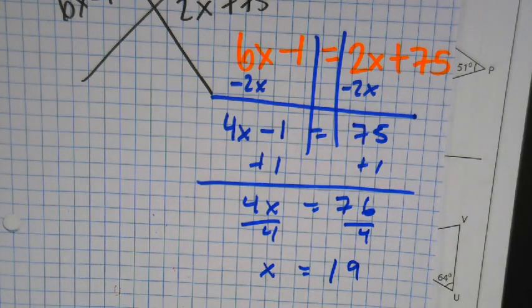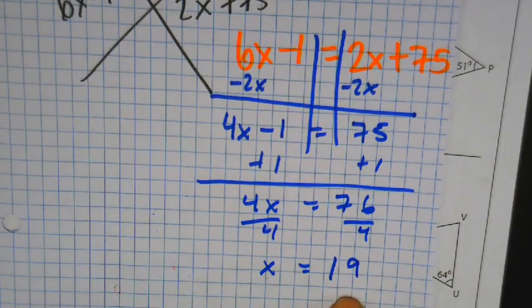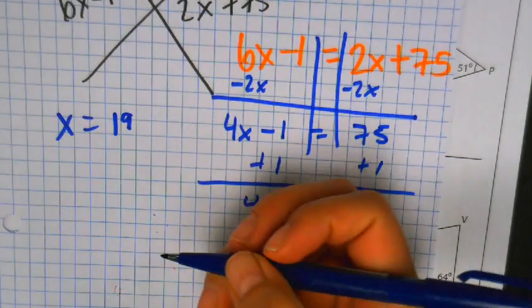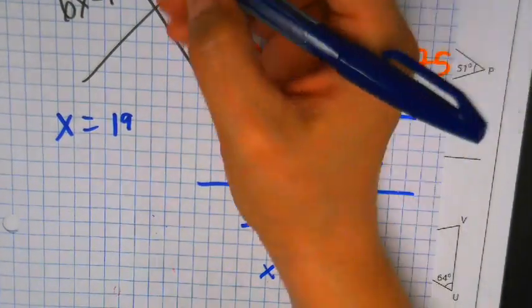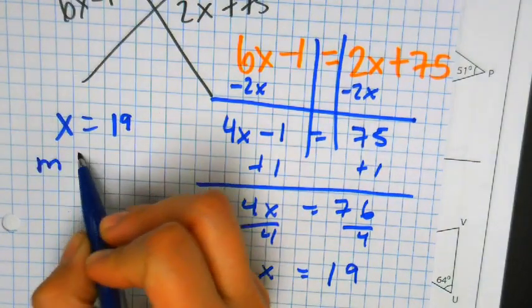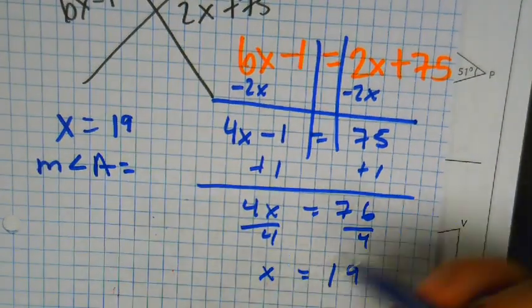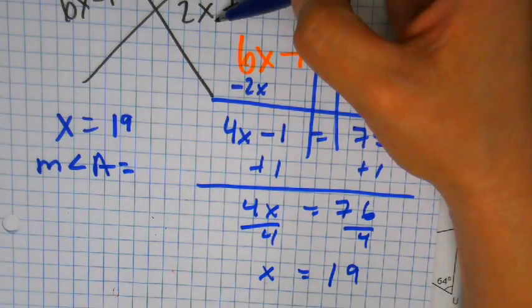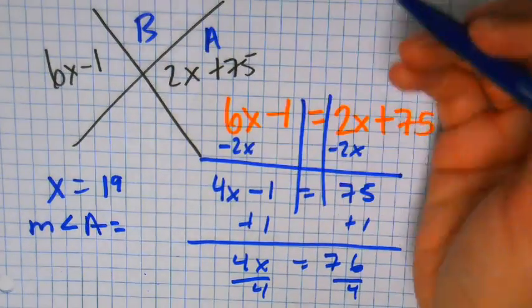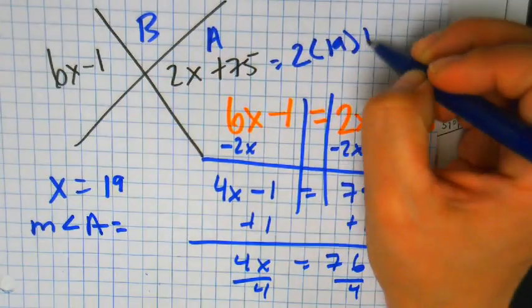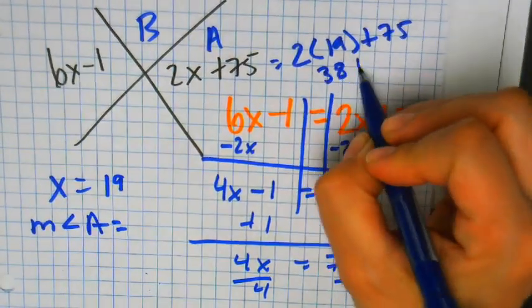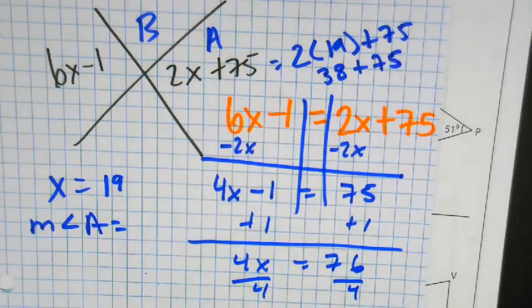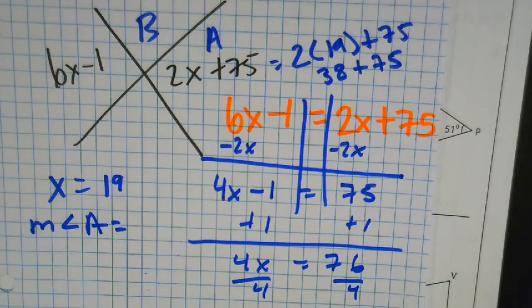I did it in my head, and sometimes I mess up. All right. So if it's 19, okay, so x equals 19. Now what is the measure? Let's call this angle A. Let's call this angle B. What is the measure of angle A? So plug it back in. What's 2 times 19? 2 times 19 plus 75. 113.